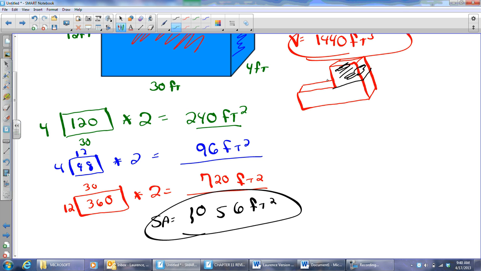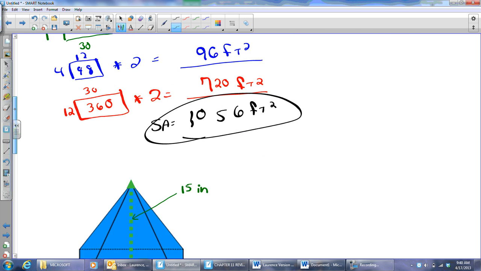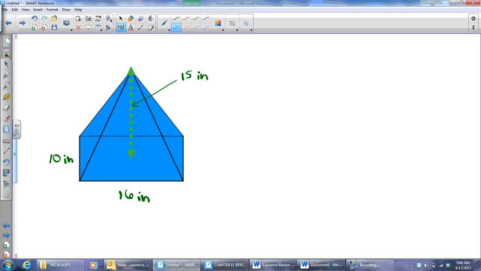I'd break it down into rectangles. All right, let's check out this one, a pyramid. And you're going to go, that doesn't look right. Well, it's a pyramid with a rectangular base. Pyramids don't have to have square bases. They can have pentagonal bases, triangular bases, hexagonal bases. Well, this one has a rectangular base.